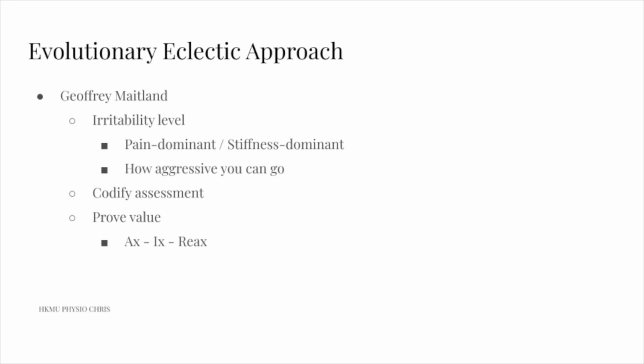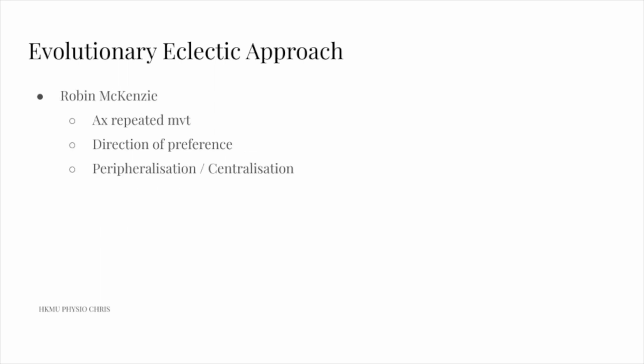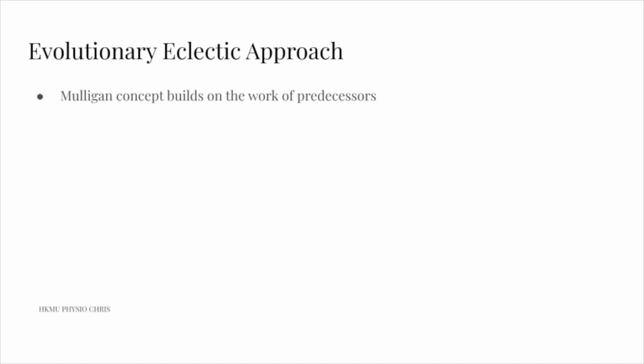Robert McKenzie tells us that we need to assess repeated motion. If the motion is repeated and the pain centralizes, meaning that the distal symptoms are reduced, or the proximal symptoms are reduced and abolished, it means it's an improvement, and that's the direction of preference. The treatment direction will just follow the direction of preference, where the direction of the improvement will be the intervention direction. And so with the evolutionary eclectic approach, the Mulligan concept builds on the work of the predecessors, and that's the concept of manual therapy and the Mulligan approach, and the evolutionary eclectic approach here.